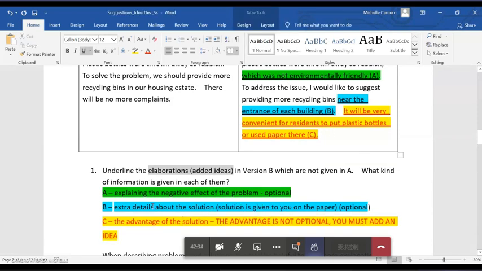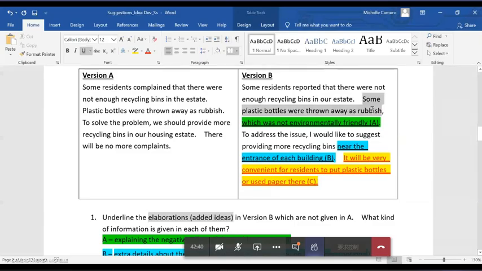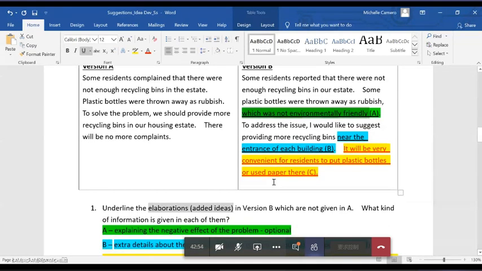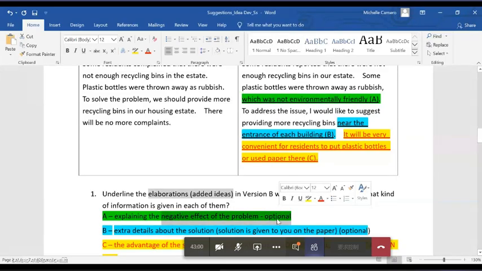So right here, remember A is explaining the negative effect of the problem. So the problem is some plastic bottles were thrown away as rubbish. And then this person who wrote the paper added an idea saying which was not environmentally friendly. So you're giving more ideas about the problem. Do you have to do this on the end of module assignment? No, you don't have to. Notice what it says. It's optional, but if you want to, you can.